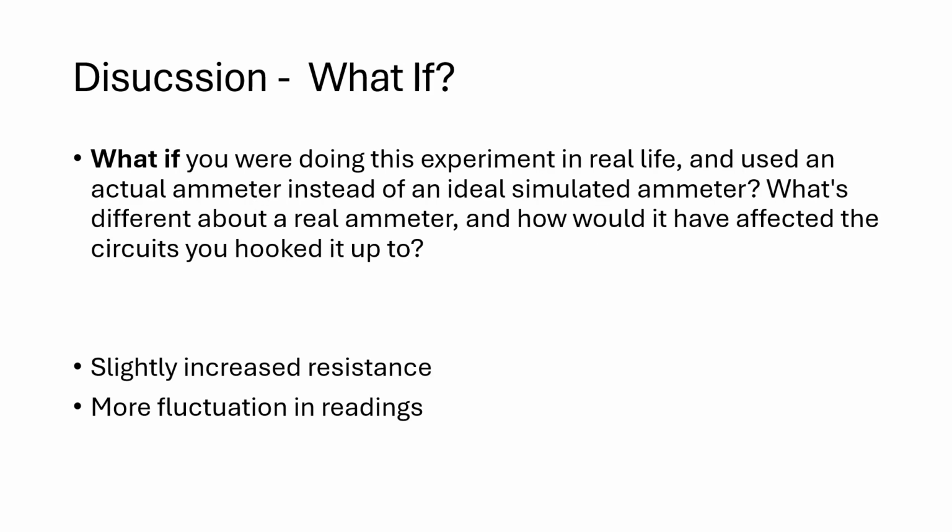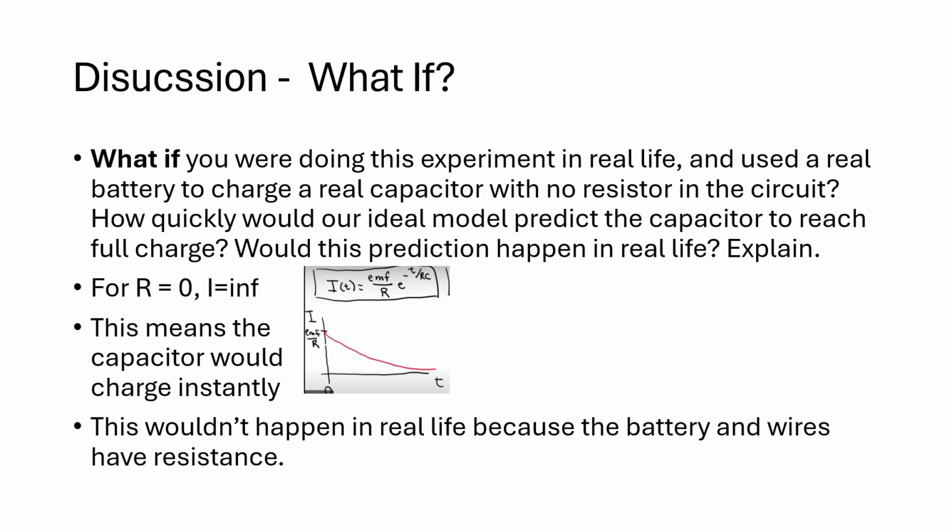So what if we had used an ammeter in real life? In that case, we would have seen more fluctuations in the readings, which would lead to slight inaccuracies. So what if the RC circuit had no resistor? In theory, this would cause the capacitor to charge instantly, but in real life, this would never happen because there's always some resistance. The wires have some resistance, the battery has resistance, and the capacitor has some resistance.